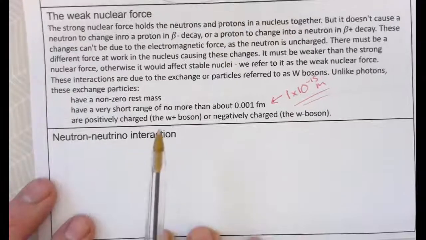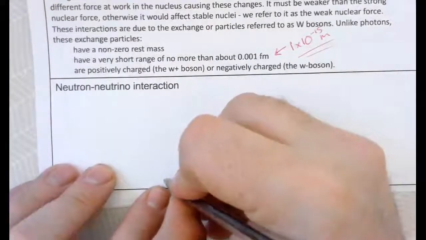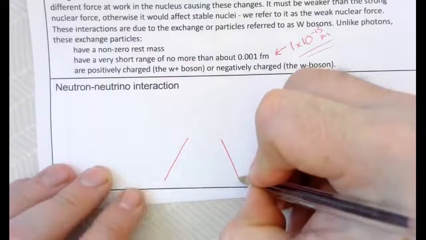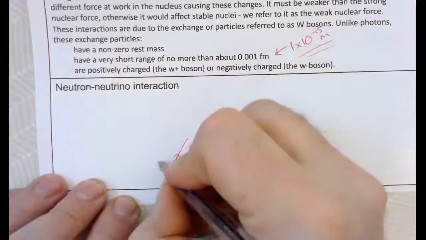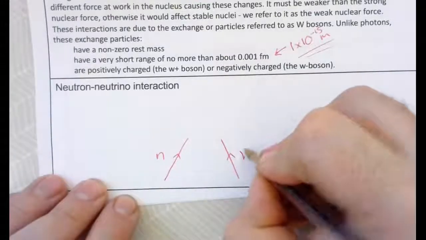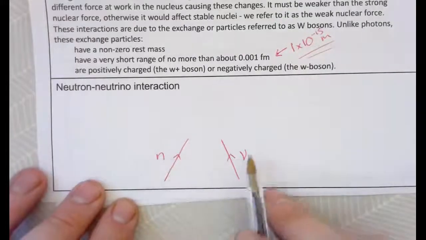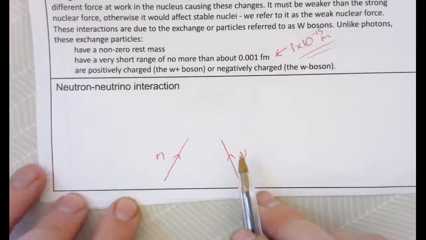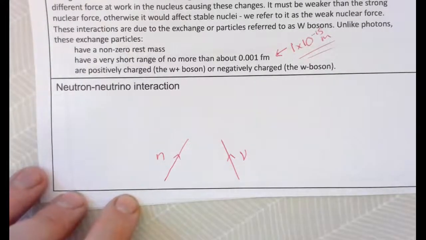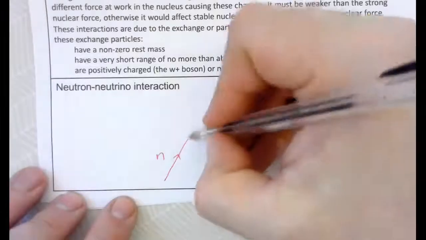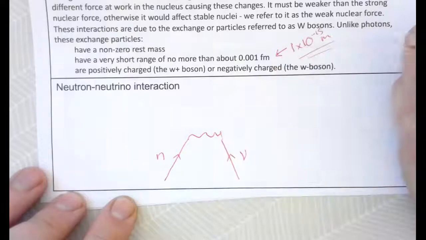So we'll move on to the first of the weak interactions that we need to know about. The two particles that are interacting in this instance are the neutron and the neutrino. Neutron is represented by a lowercase n, and neutrino is represented by a v, and I've tried to draw it in italics, so it's kind of a curly lowercase v. And they interact with one another, and we'll use that wavy line to show that interaction.